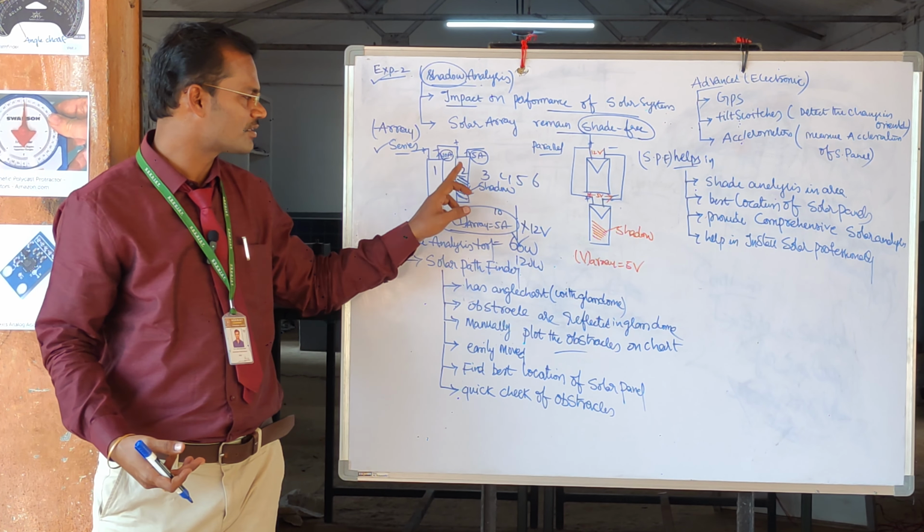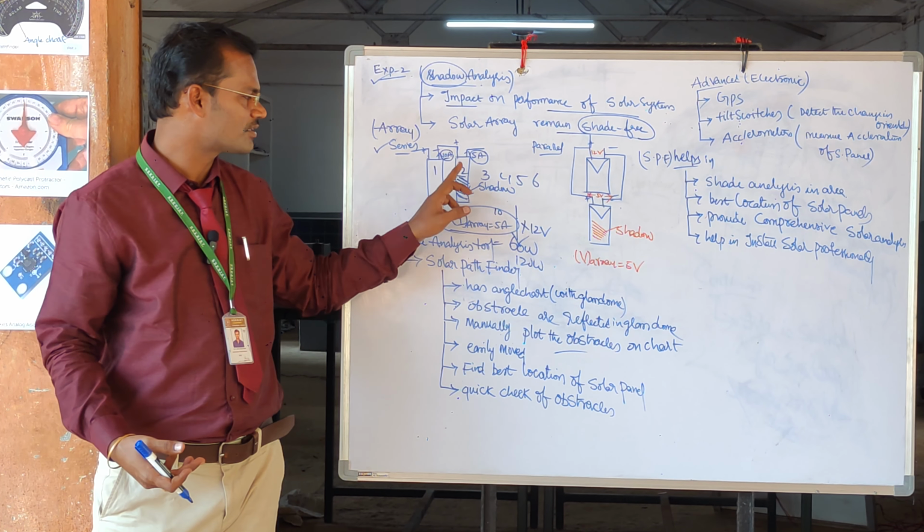Next, let's try to take the parallel combination also. So I am having solar panel 1, solar panel 2, solar panel 3, randomly taken. I have solar panels 1 and 2. These two are connected in parallel. When they are connected in parallel, the current gets added. So I am assuming that solar panel 2 is subjected to some shadow.